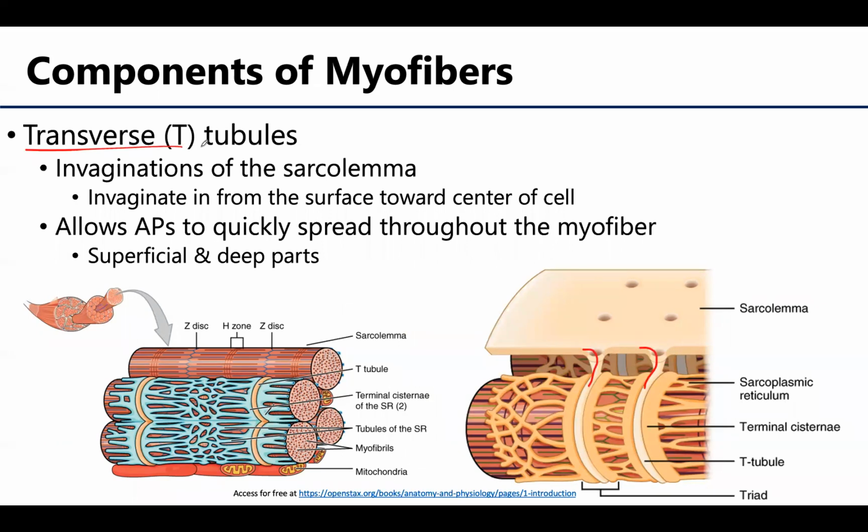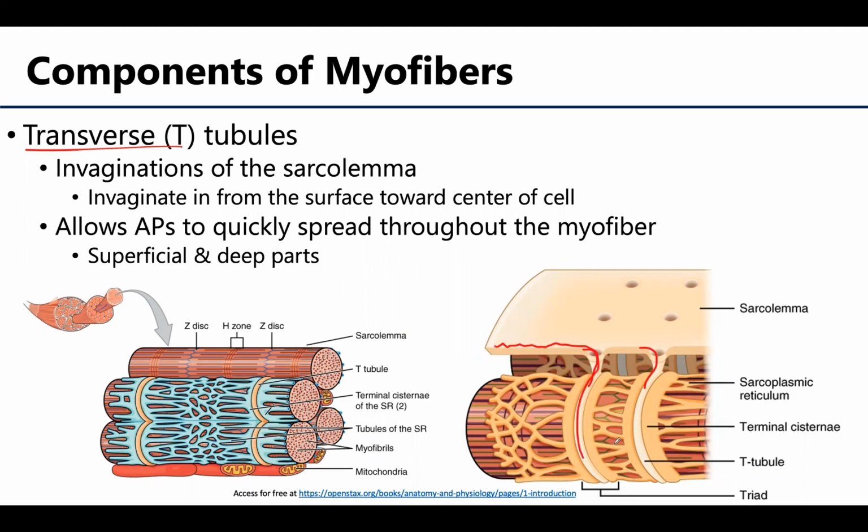These are super cool and very important in terms of contraction, because these invaginations allow muscle action potentials to propagate, or spread, widely and, importantly, quickly throughout the muscle fiber. So not only will that action potential be traveling along the surface here, it will actually go down into the inner portion of the cell.